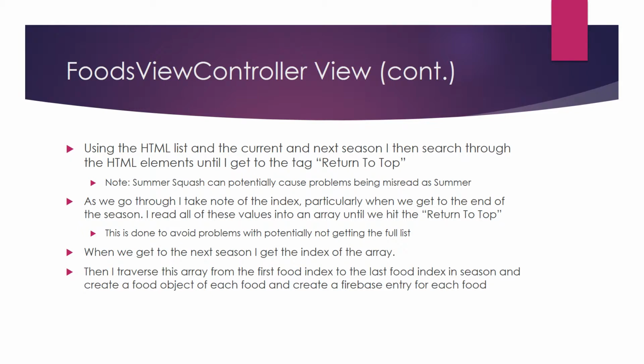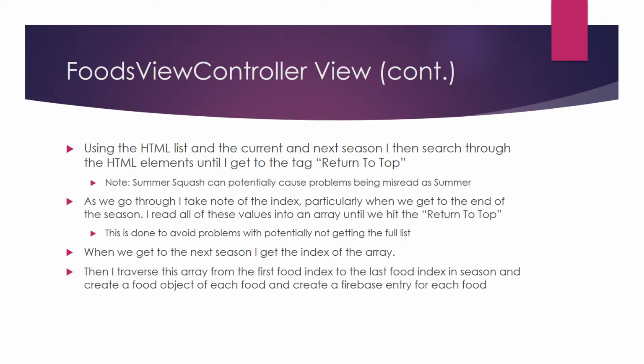So the Foods view controller, continuing on. I used the HTML list, the current and next season, and I searched through the HTML elements until I got to the tag return to top. Initially I was just searching from the current season to the next season, but I discovered that the vegetable summer squash can potentially cause problems, since it contains the word summer, it was being misread as the season summer, so I decided to read all of the seasons until we hit return to top to be sure that I wasn't accidentally getting or not getting the full list.